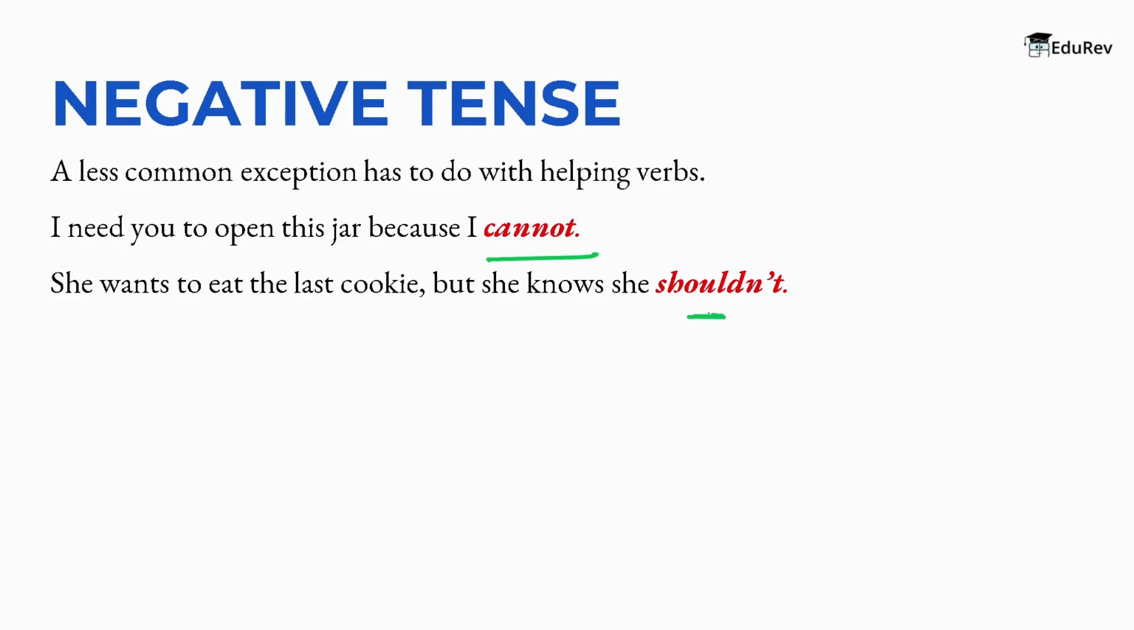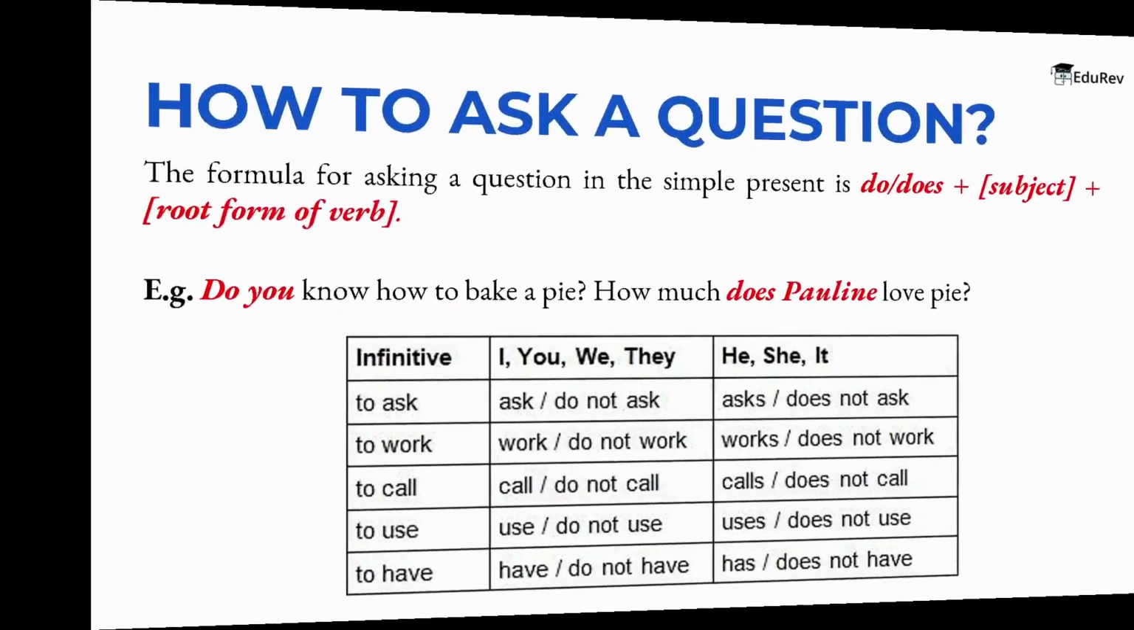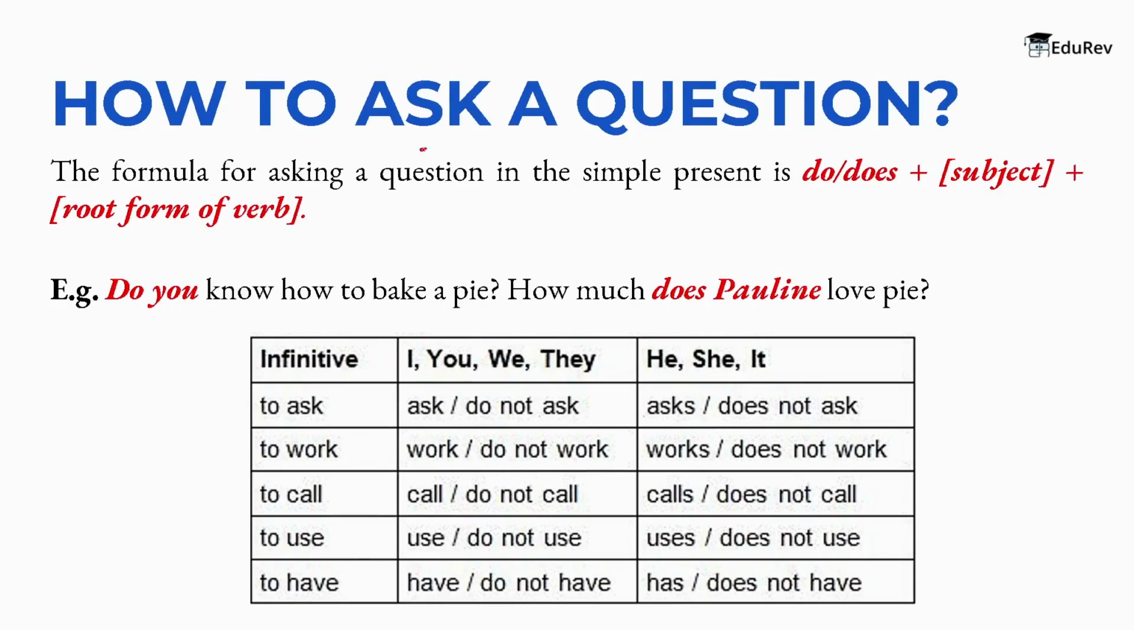Now, let's see how we can ask a question with the help of a simple present tense. So let's move on to the next topic. Let's see how we can ask a question with the help of simple present tense. Now, the formula for asking a question in simple present tense is we need to put do or does, then we need to put the subject, and then finally the root form of the verb.